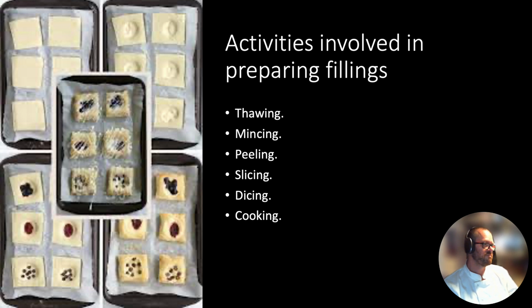Cool. Activities involved in preparing fillings. So we're talking about activities in the preparation and using of fillings for cakes, pastries, and breads. So thawing, there are some food safety considerations there. Essentially, it's about maybe taking it out of the freezer and leaving it in the fridge to defrost. Maybe it's taking it out of the fridge and leaving it in the kitchen environment to soften a little bit, so it's easy to work with.